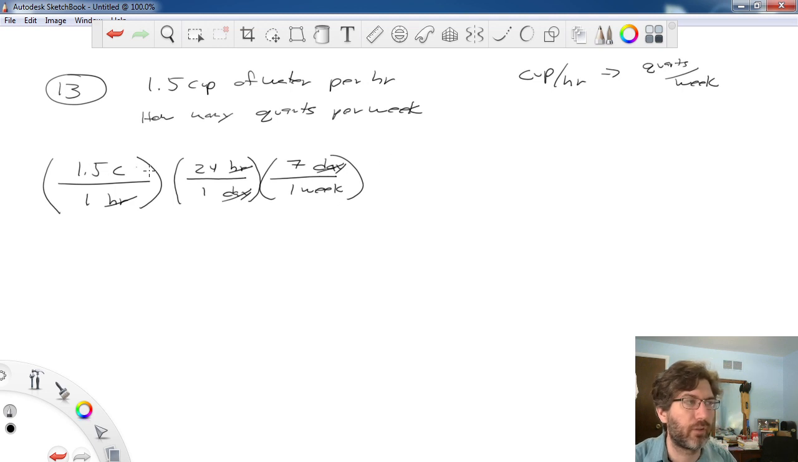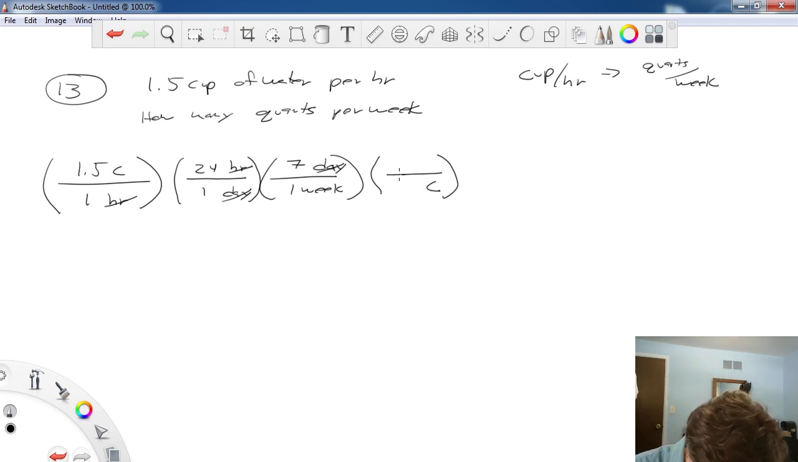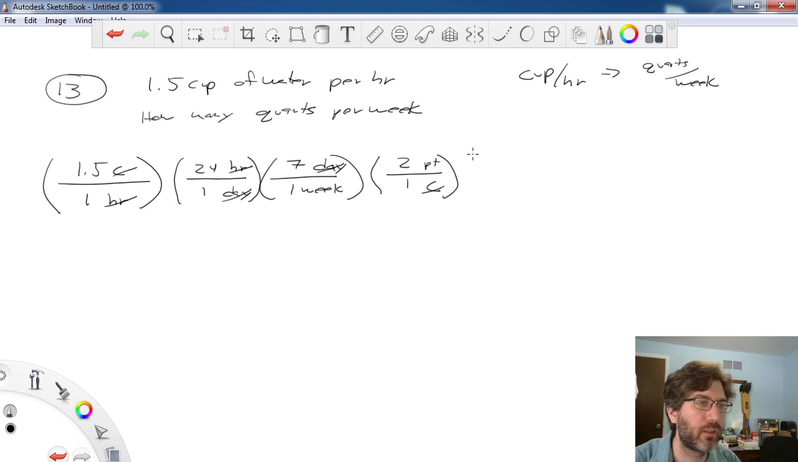If I stopped here, I would have cups on top and weeks on the bottom, so this would be cups per week. However, I want quarts per week, so now I got to get rid of cups. So I'm going to multiply by another one. Here we have cups, so it has to cancel, so it goes on the bottom to cancel. Do I know cups to quarts? I do not, but I know cups to pints. I know 1 pint is 2 cups. So let's get pints in there. 1 cup is 2 pints. Now cups will cancel and I'll have pints per week.